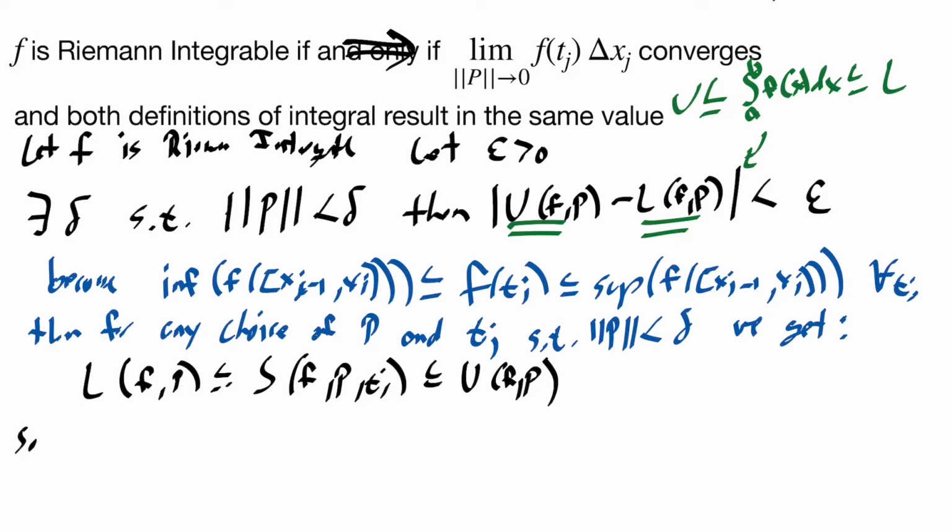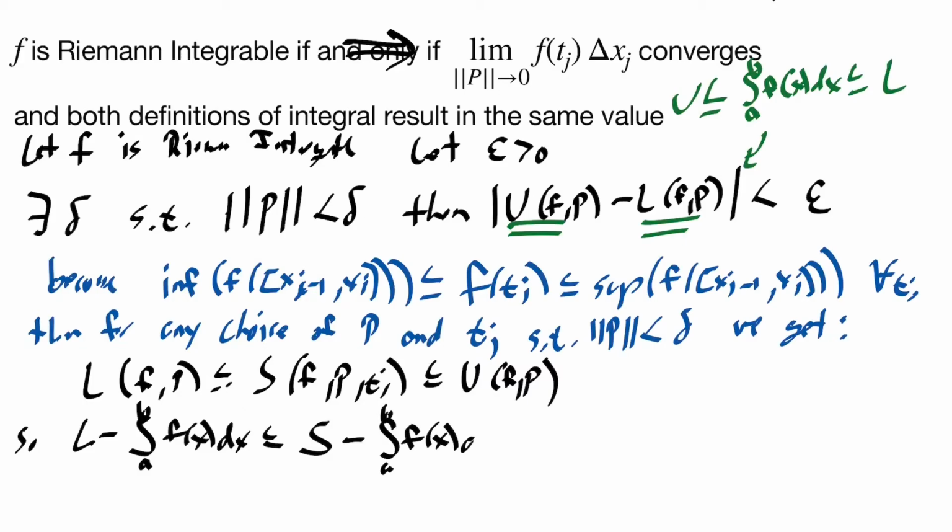So that must be true for those things. So what I'm going to do is I'm just going to come here and subtract the integral off of each of these. So L minus the integral from a to b of f of x dx is less than or equal to S minus the integral from a to b. And sorry, I'm being a little bit lazy. I just don't want to fill up the whole page with things that you know what they are. Is less than or equal to U minus the integral from a to b of f of x dx. So we just subtracted all those integrals.